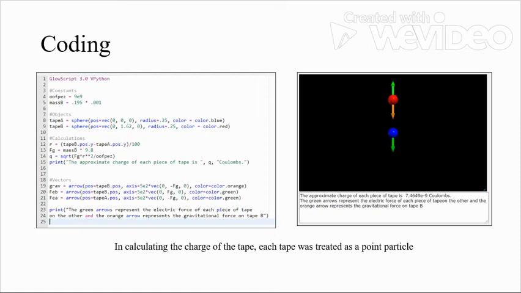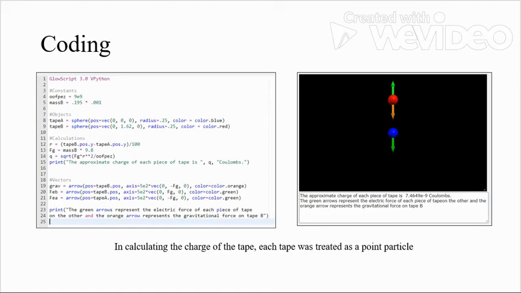And then for calculations, we calculate our R, which is just the distance between the tapes, and the force of gravity, just the mass of B times 9.8 meters per second squared. The final and most important calculation is the calculation of the charge. We just rearrange Coulomb's law to solve for one of the individual charges by taking the square root of the force of gravity times the distance squared over K. And that charge comes out to be 7.4649e-9 coulombs.